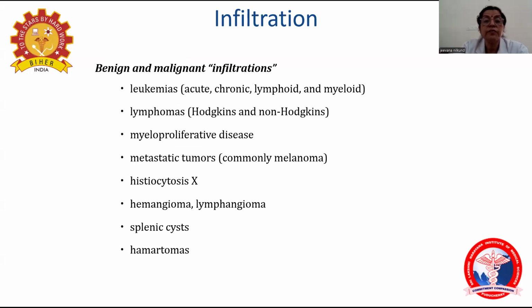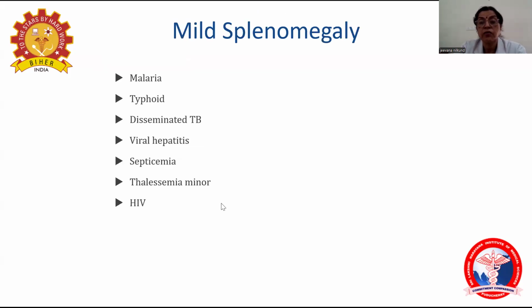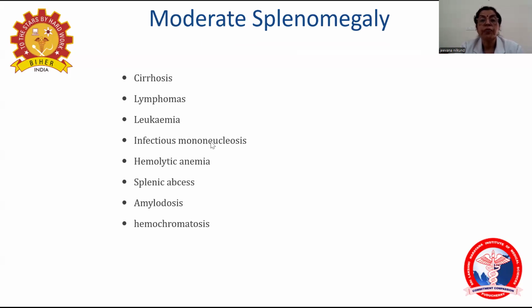The last one is infiltration. It may be something infiltrating into the spleen, causing the spleen to enlarge. So it may be leukemias, lymphomas, myeloproliferative disease, metastatic tumors, or benign tumors like meningioma, lymphangioma. It may be a cyst in the spleen or hamartomas leading on to splenomegaly. So mild splenomegaly is seen in case of malaria, typhoid, TB, viral hepatitis, septicemia, etc.